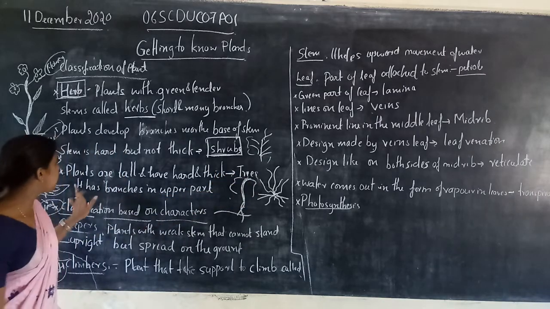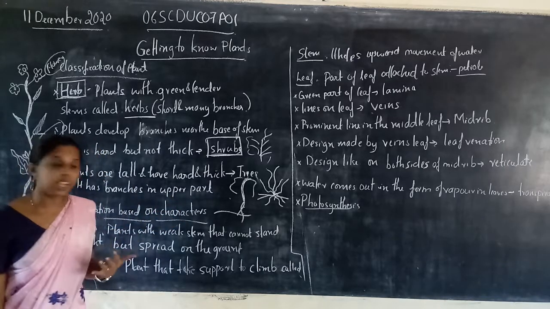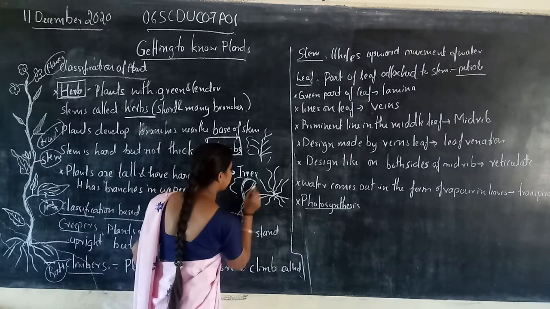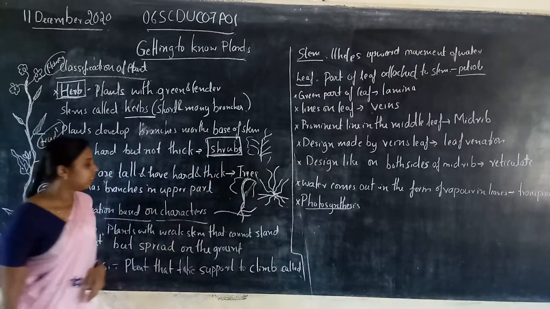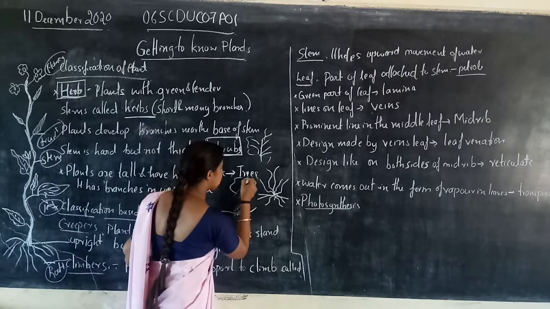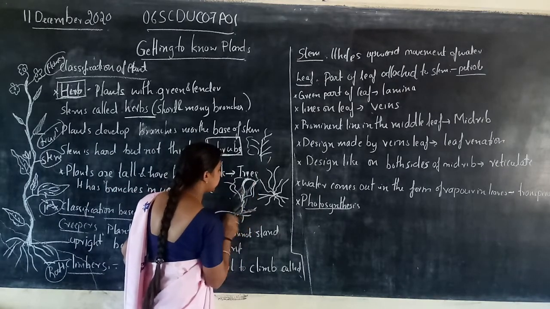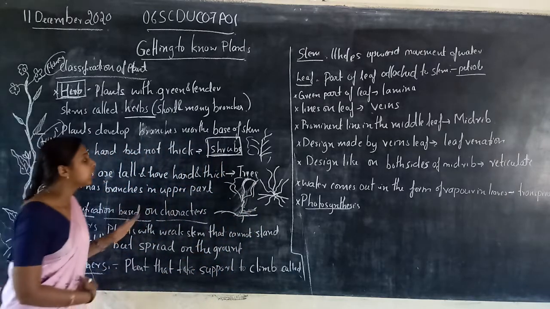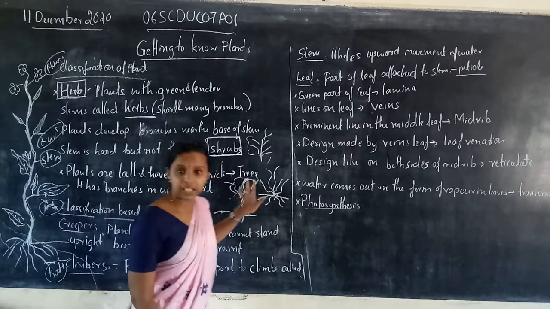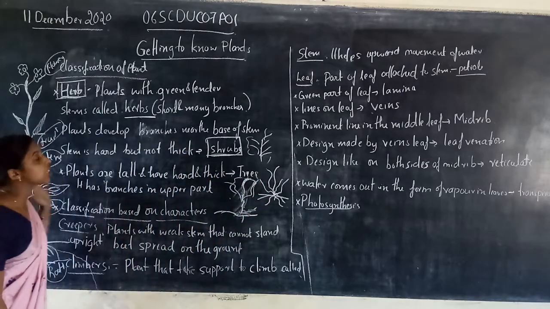Next, they have branches in the upper part. The branches occur in the upper part of the stem, not at the base of the stem. Such plants we call trees. So we studied the classification of plants.